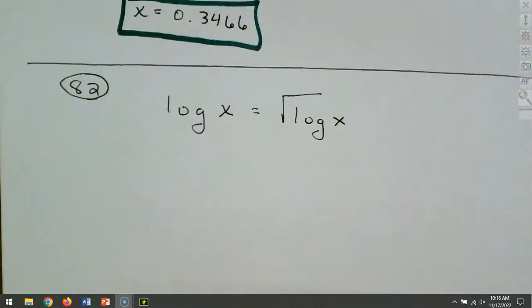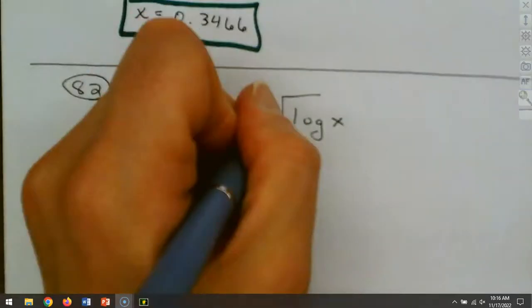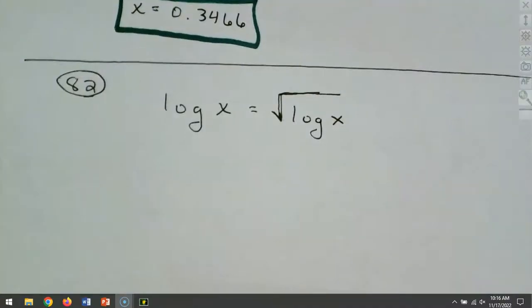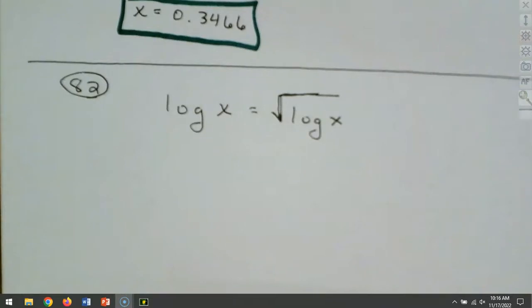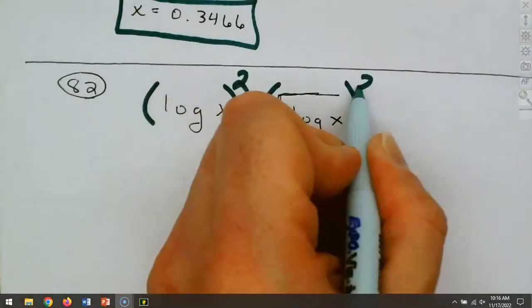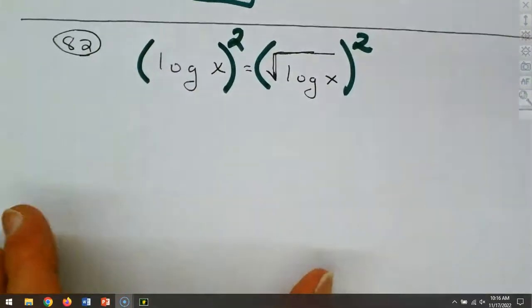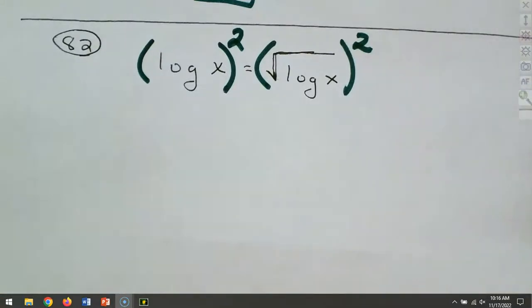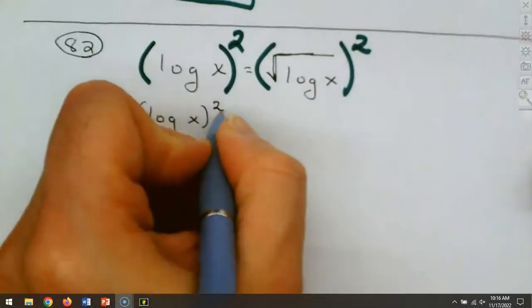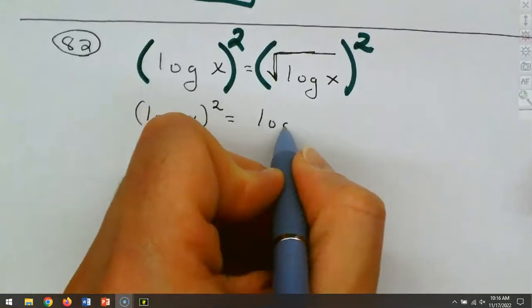Okay, so how would I handle this one? Well, we have a square root. And how do we get rid of a square root? We get rid of a square root by squaring it. So we're going to square both sides. That's going to get rid of our square root. That then leaves you with log of x quantity squared equals log of x, right?